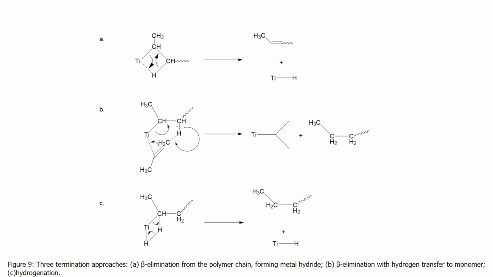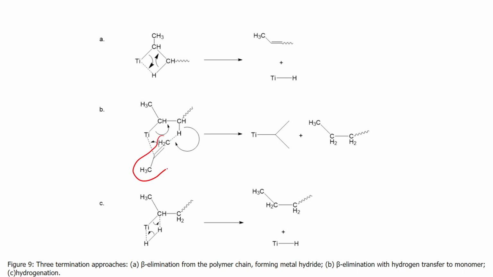And this is another possibility, you can say, with this particular titanium and hydrogen, an agostic effect. If this is not happening, then this kind of transition state is possible. Here the titanium is reacting with another monomeric unit.